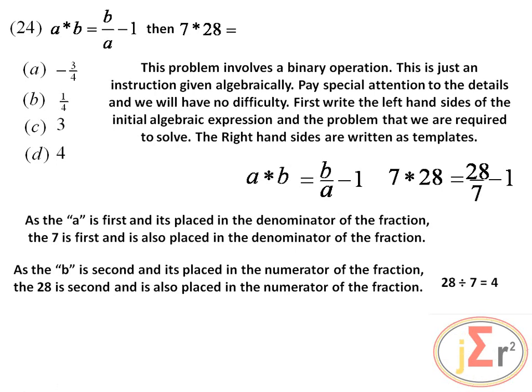On the left-hand side, in the solution of the problem, we have 28 divided by 7 is equal to 4. Therefore, we have 4 minus 1, which is equal to 3.